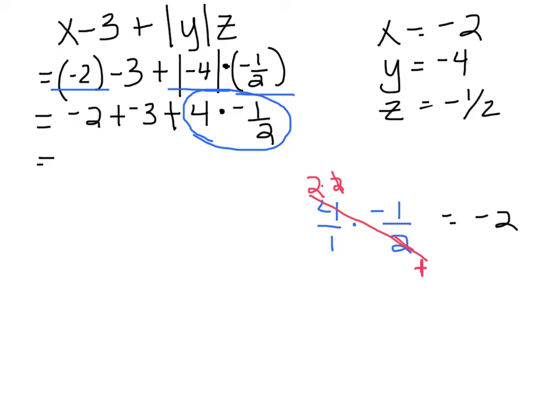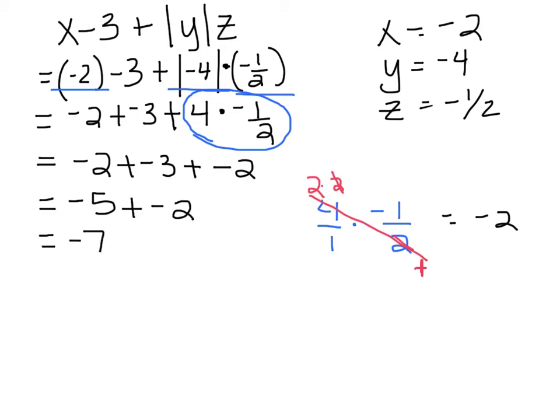So write the rest of your problem, and then plug in that negative 2 for the piece you just solved. Now we do adding and subtracting left to right. Negative 2 plus negative 3 is negative 5, plus that negative 2. And negative 5 plus negative 2 is negative 7. So this is problem number 1.